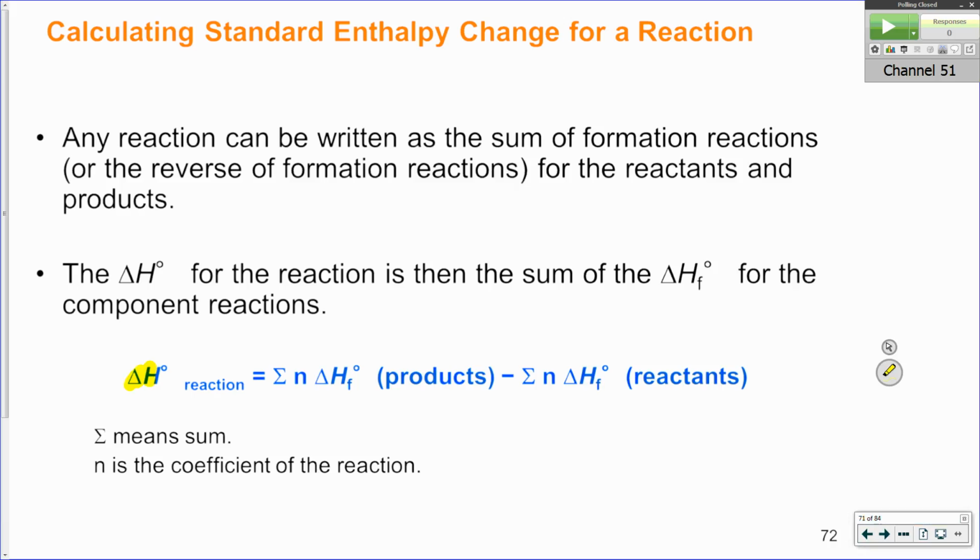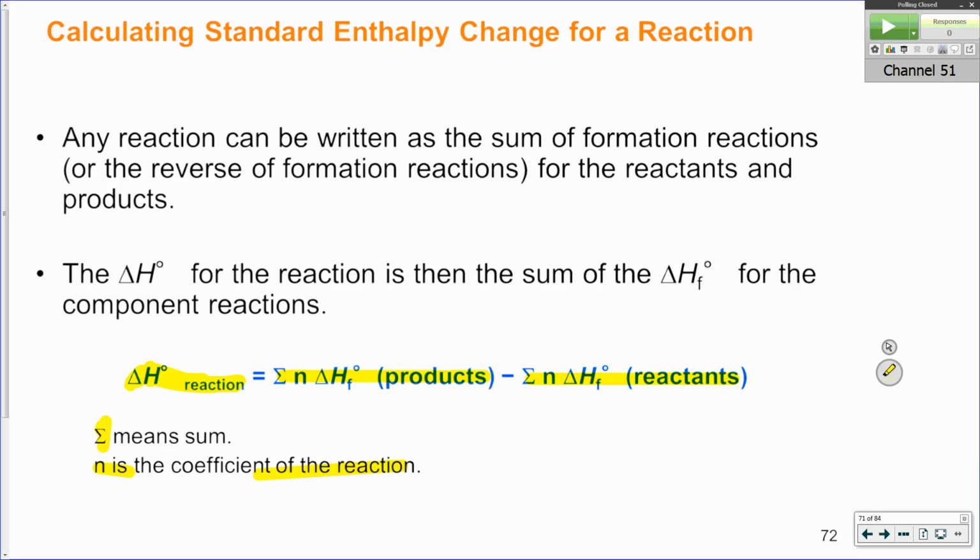It says the enthalpy of a reaction, and the little zero means standard state, is the sum of the enthalpy of formation for all of the products minus the sum of the enthalpy of formation for all of the reactants. Whenever you see this capital Greek letter sigma, that means to add up or to sum together. And n just represents the coefficient in front of the balanced reaction, for the stoichiometry.